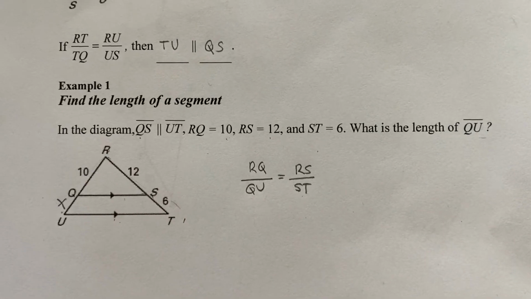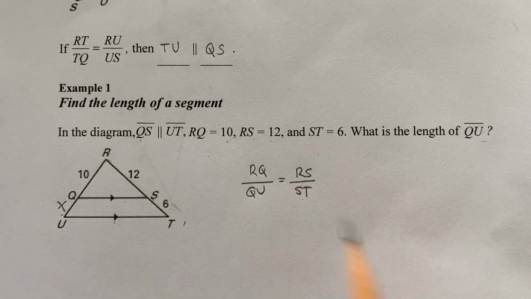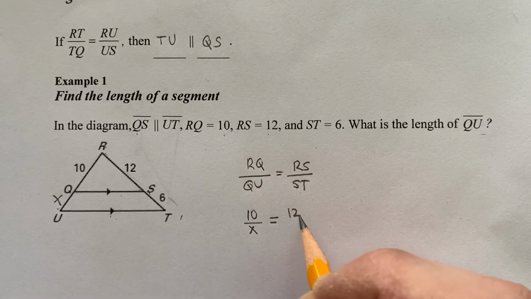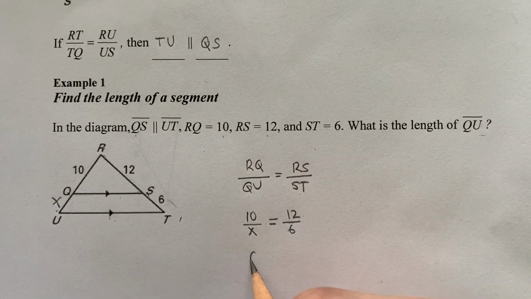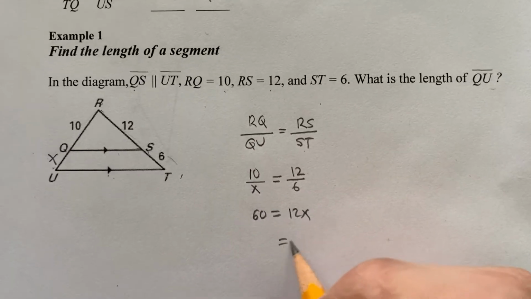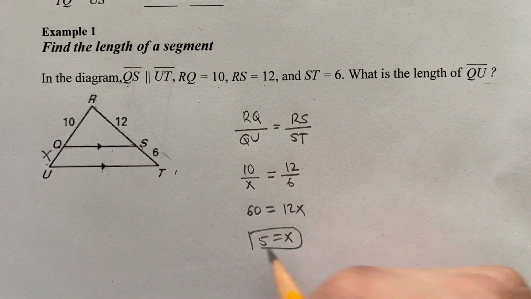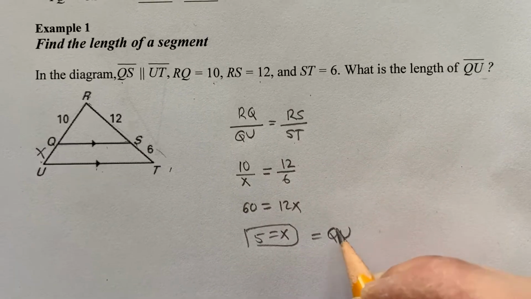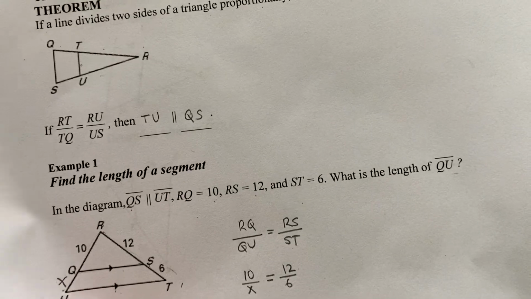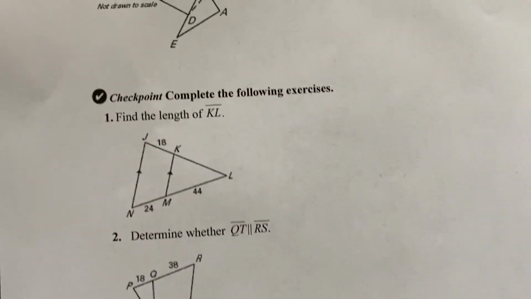Now all you have is a cross multiplication problem. So fill in the values. You're going to have 10 over X is 12 is to 6. You're going to get 60 when you cross multiply, which is equal to 12X. And X is just equal to 5, which is the length of QU. Okay, so moving on to our second example.